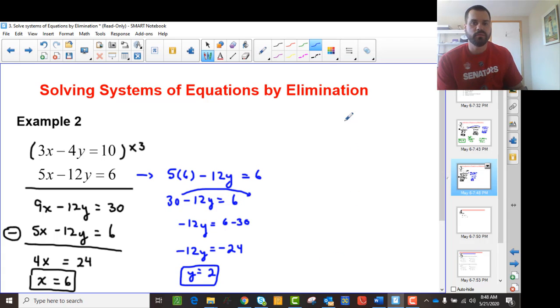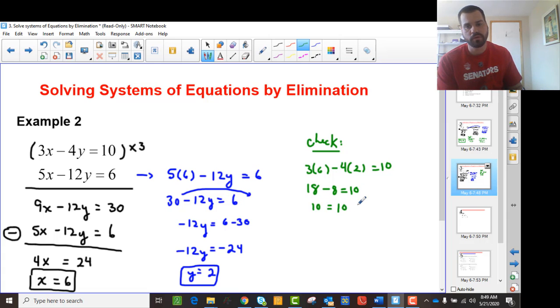So I get a solution. And then I have to check the solution. So I go back to my original, 3x, so 3 times 6 minus 4 times y, which is 2, is supposed to equal 10. So that gives me 18 minus 8 is equal to 10. And I say, yes, 10 then equals 10. So that works.